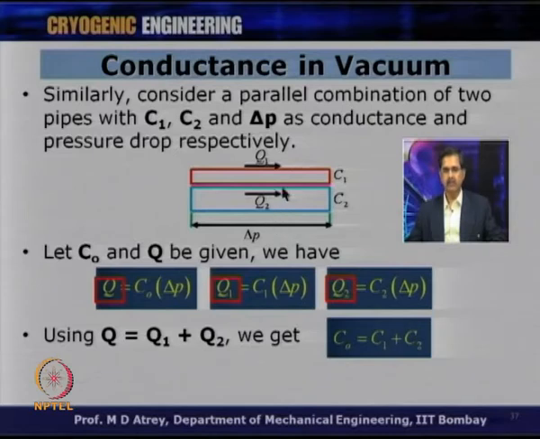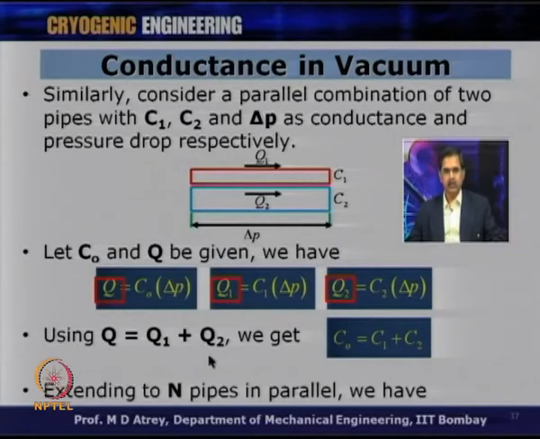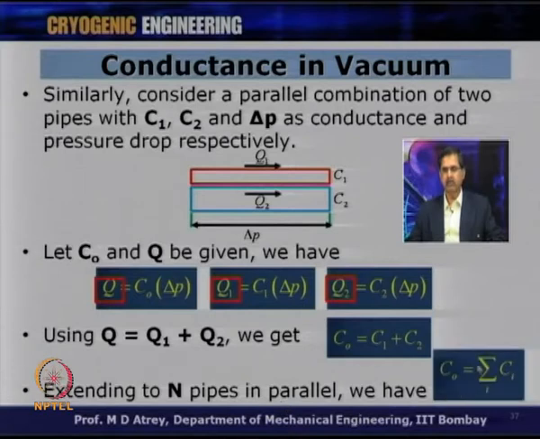So, when pipes of C1 and C2 conductances are connected in parallel to each other, the overall conductance will get added as C1 plus C2 directly, and this is the overall conductance for pipes connected in parallel with each other. Extending this to n pipes, we will have C0 is equal to sigma Ci, where i extends from 1 to n pipes. So, we saw what the overall conductance is when they are connected in series, and what it is when they are connected in parallel to each other.